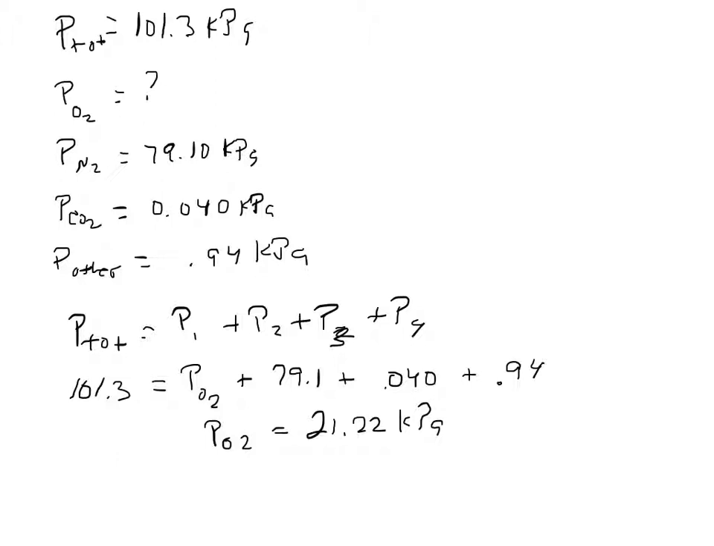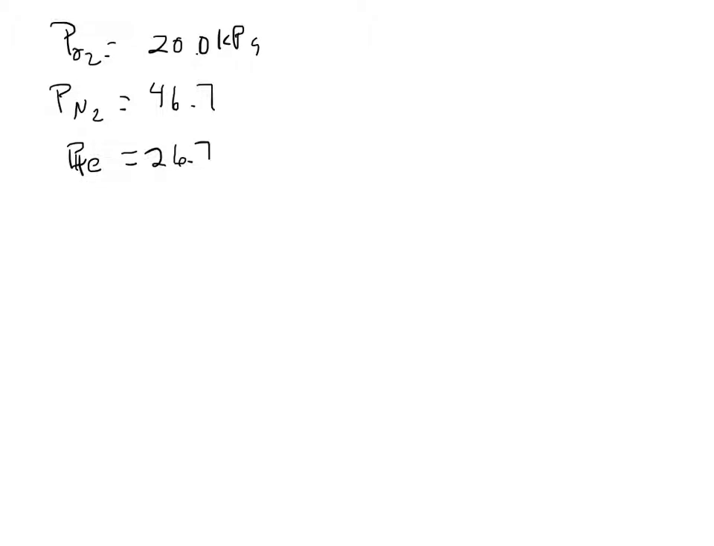All right, why don't you try practice problem number 31. It says determine the total pressure of a gas that contains a mixture of oxygen, nitrogen, helium, and here are the partial pressures. PO2 was 20.0. Pressure of nitrogen, PN2, equals 46.7. And helium was equal to 26.7. Well, that's pretty simple.